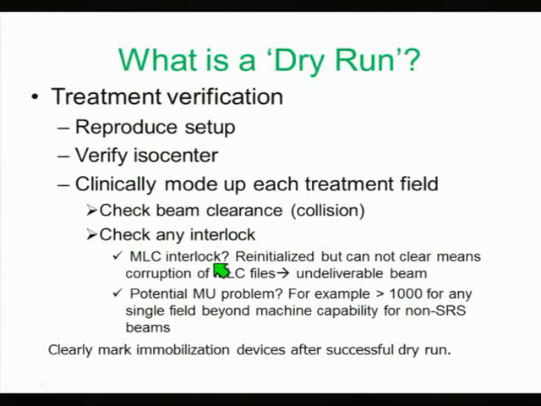If you have an MLC interlock when you mold up a particular field, you have to reinitialize the MLC. But if you still cannot clear it, it means you have a corrupt MLC file, so basically this beam is not going to be deliverable. Can you imagine if you only have two arcs, one arc delivered, the other arc cannot be delivered? There are also potential MU problems. For example, if you put more than 1,000 MU in any single field, beyond the machine capability for non-SIS beams, in clinical mode they will simply not let you mold up. So clinical mold up of each field is essential in the dry run.